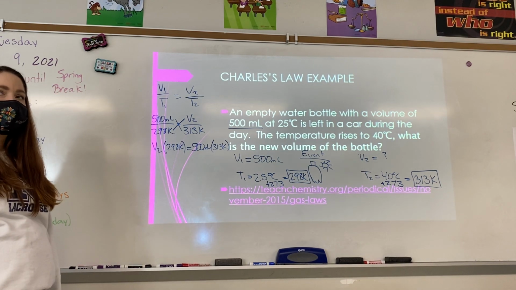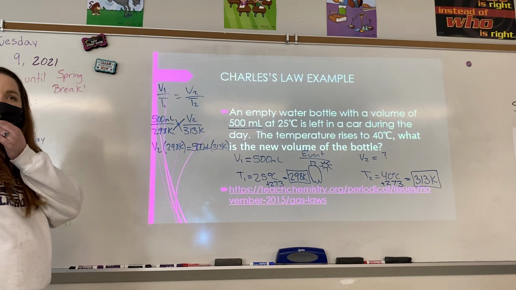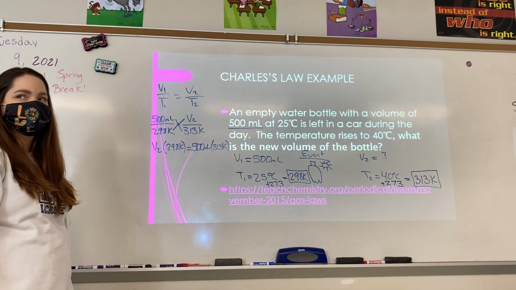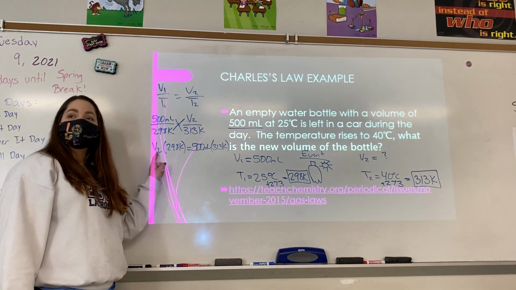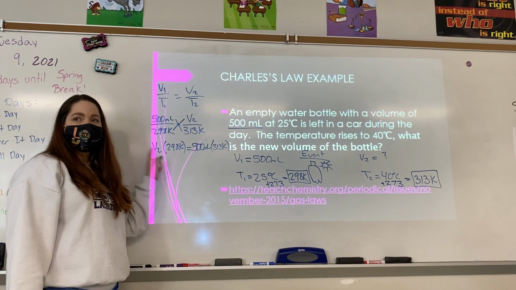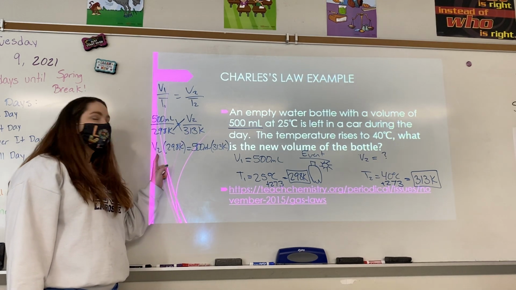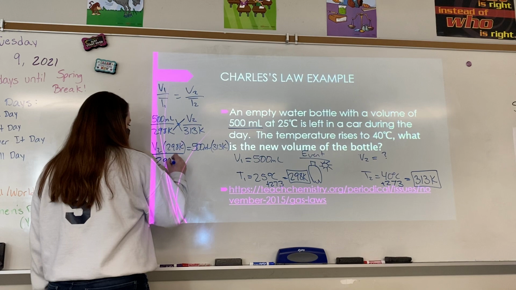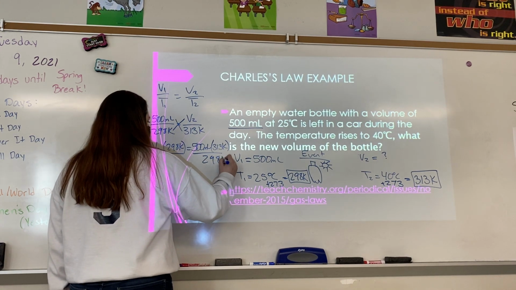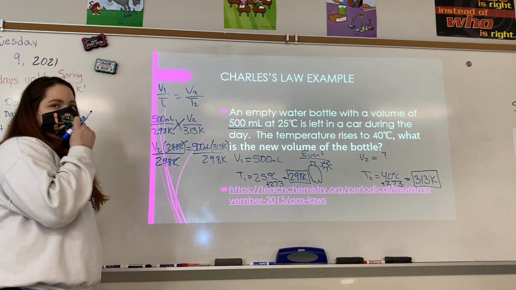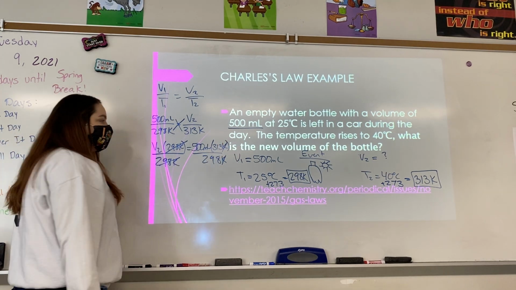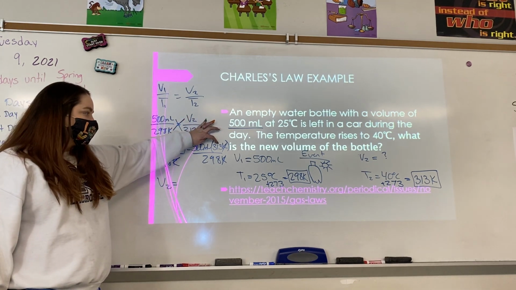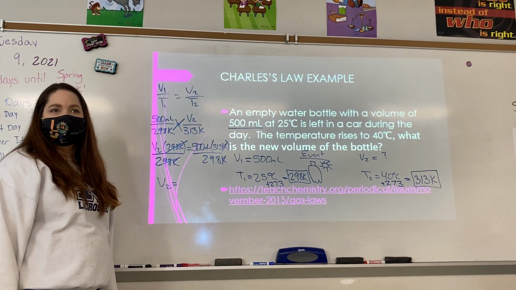Now, what would I do in order to solve for V2? Okay, so if this is attached to this, these two are being multiplied together, right? In order to get this by itself, I have to do the opposite. So I'm going to do what? Divide. So I'm going to divide by 298 Kelvin on both sides. So that means that my 298 Kelvin goes away on this side. My units of Kelvin go away on this side, and I have V2 equal to 500 times 313 divided by 298, which is what?